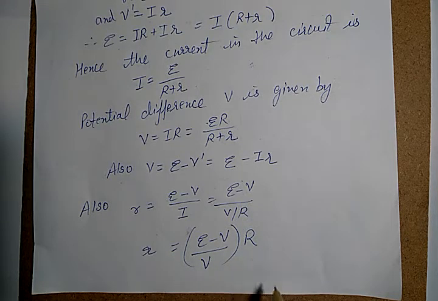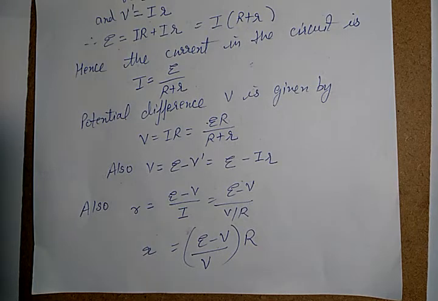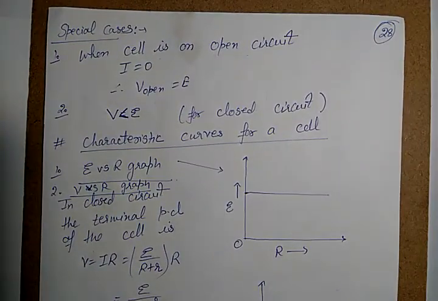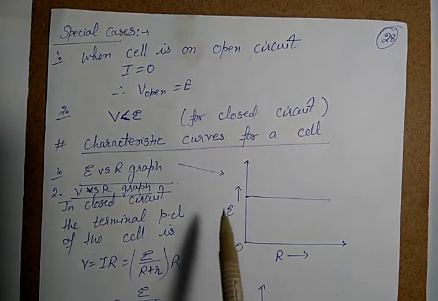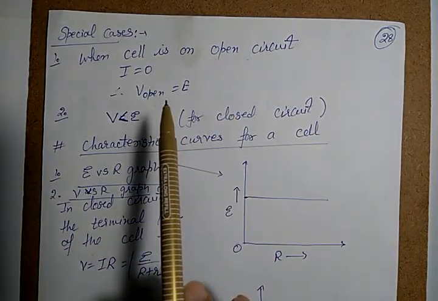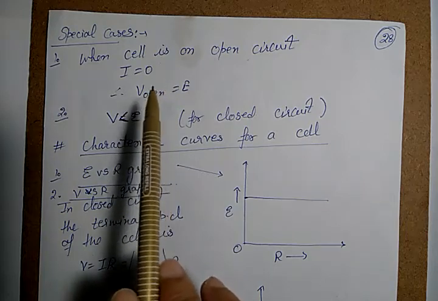Now for this we are having special cases from this relation, like when the cell is open, when the cell is closed, how this current or the EMF or the potential difference are related to each other. So in this case, let us consider the first case, when the cell is in open circuit. It means no current is being drawn, and we can say that I equals to 0.